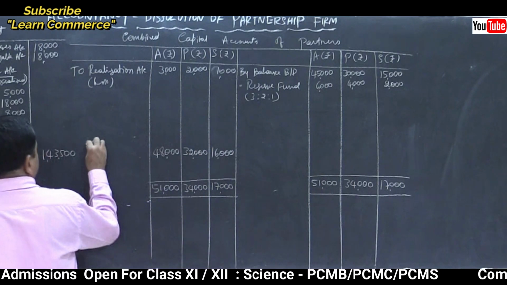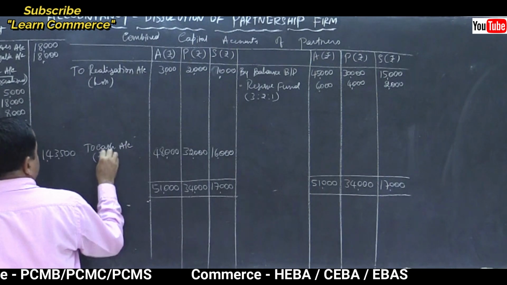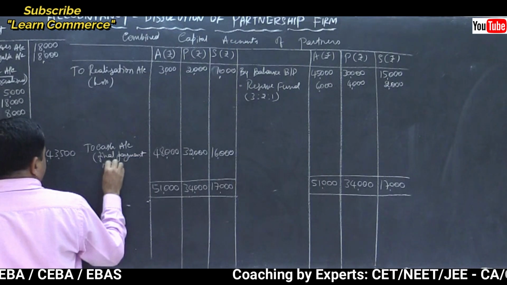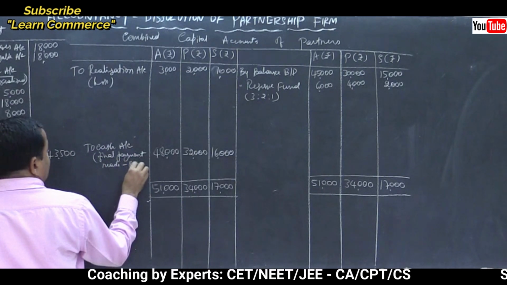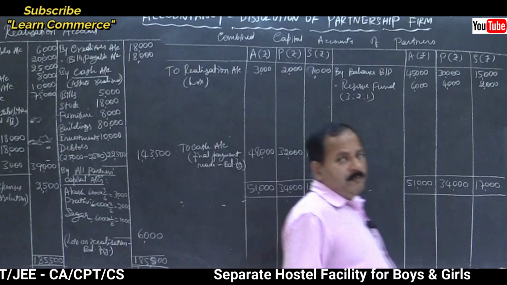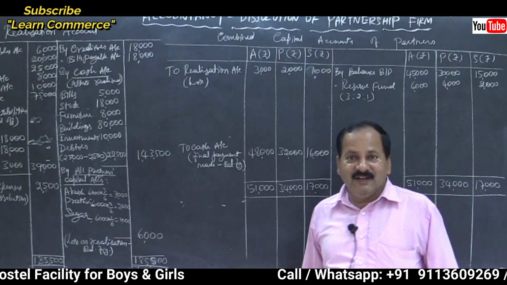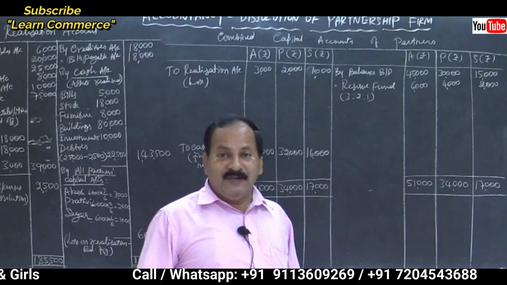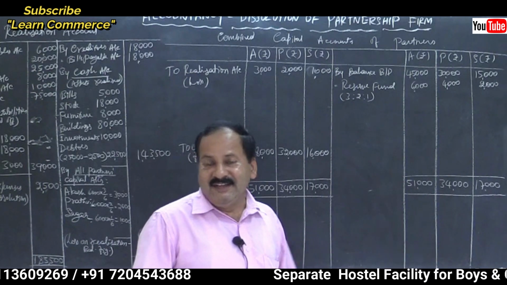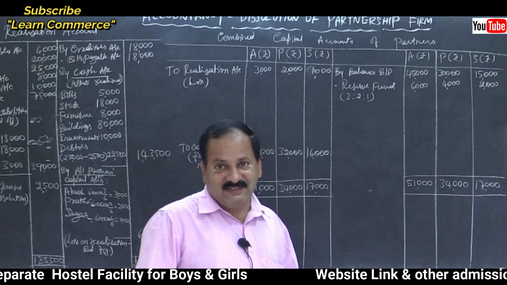So right here, to cash account, final payment made, balancing figure. That's all. Don't bring it down because it is payment, it is to cash, it is not balance carried down. Because you have the habit of writing it, you did it under admission, you did it under retirement, but don't continue it in dissolution because the firm is closed here. No question of bringing down the balance.